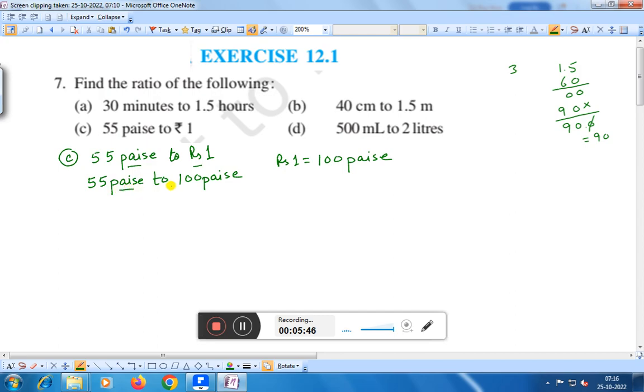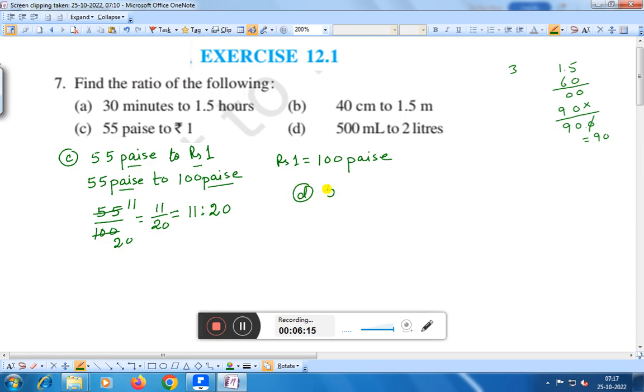Now you see both the units are same. It is paise, it is also paise. Therefore, you can find the ratio, that is 55 by 100. If we divide both the numbers by 5, that is 5 1 is 5, and 5 20 is 100. It comes to 11 by 20. Therefore, the ratio we can write as 11 is to 20. Right?